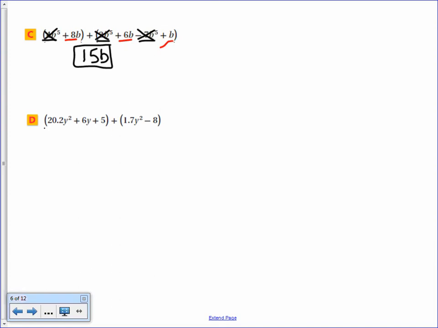And the next one here, I got a y squared, a y squared. I have 2 straight up numbered terms, and I have just a 6y, just a y term. So 20.2 plus a 1.7, that's going to give me 21.9 y squared. Okay, so we're done with those. Plus 6y, so make sure to write in the standard form, and then minus 3. So we want to go from highest to lowest.